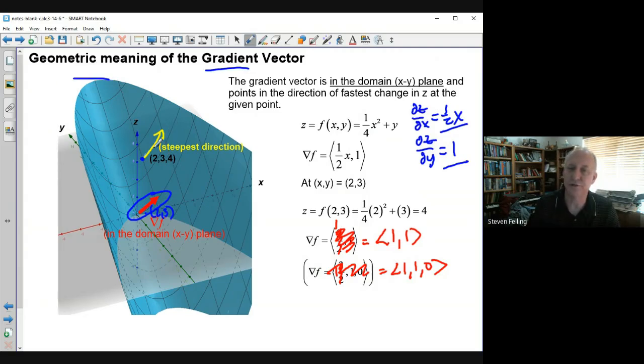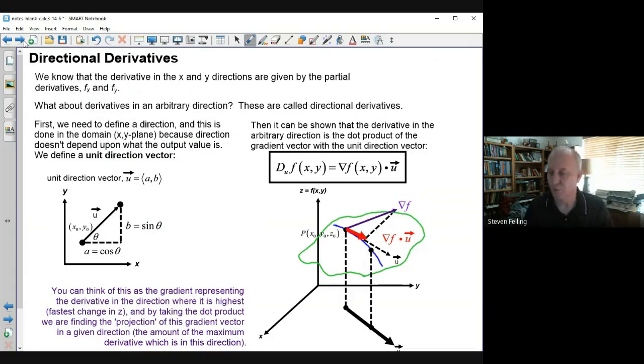It's the direction of steepest increase of the z function. Okay, but it's really a vector in the domain. That's the meaning of the gradient vector. It gives us the direction of greatest increase of the output function. All right, and we can use it to define something called directional derivatives.